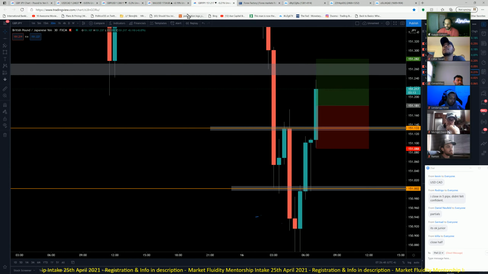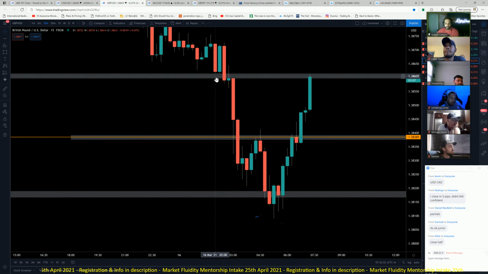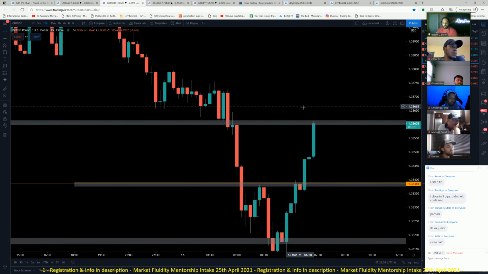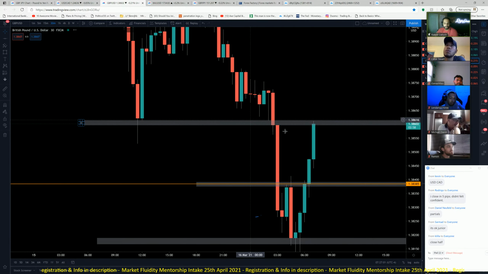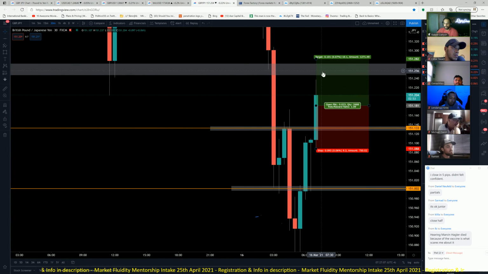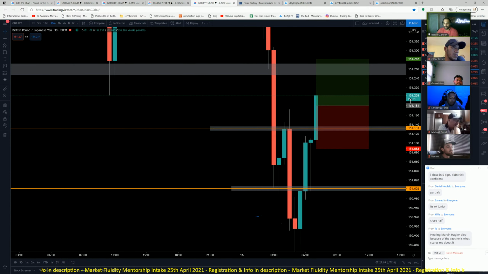Oh wow, GU really went forward over here. Went up to this rejection area here now. Now we can't sell over here because it's still very, very bullish at this point. Same with GJ. Very, very bullish coming up to the zone. Still got 2 minutes left for this candle to close.